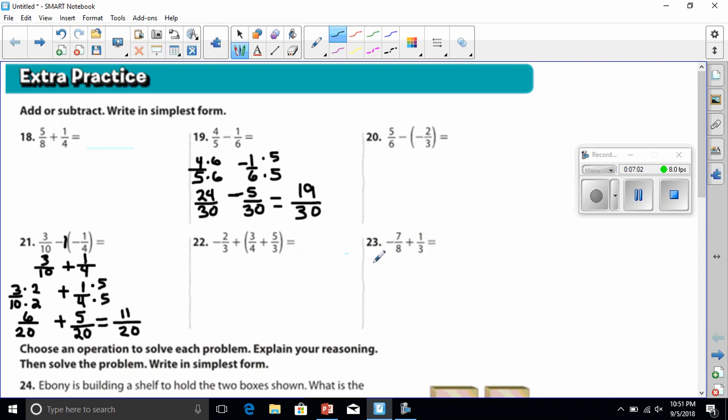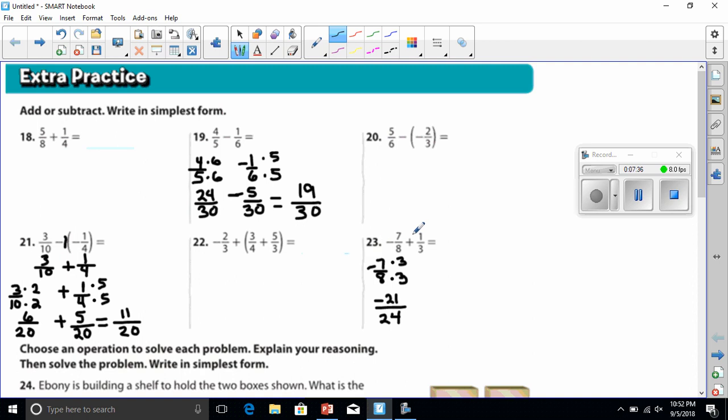So let's get down to business. We have negative 7 over 8. We said we need to multiply the bottom number by 3 to get 24. But if I multiply the bottom number by 3, I have to multiply the top number by 3. Negative 7 times 3 is negative 21, and 8 times 3 is 24. We have our new fraction, negative 21 over 24.